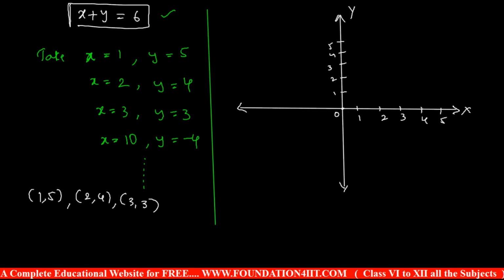So 1 comma 5, that is x-axis 1 and y-axis value is 5. 2 comma 4, 3 comma 3. Now you can join these with a straight line. That means you can extend this to infinity. Till infinity you can extend this.